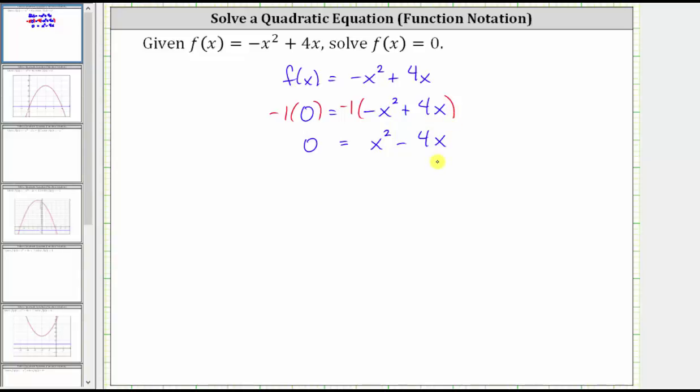And now the first step in factoring is to factor out the greatest common factor. Notice on the right, the greatest common factor is x. So if we factor out x from the right, we have x times the quantity x minus 4. So this product must equal 0.